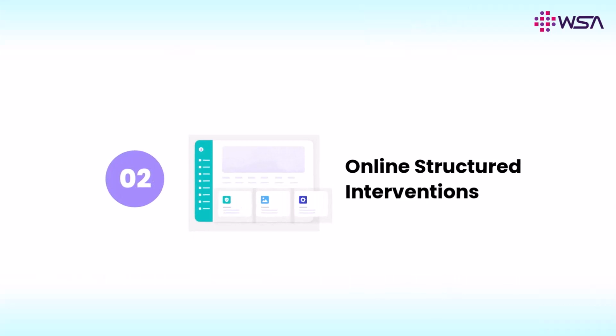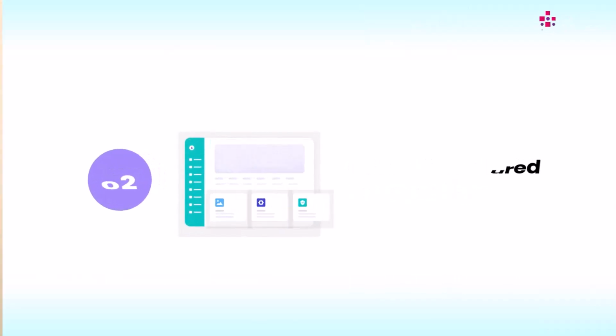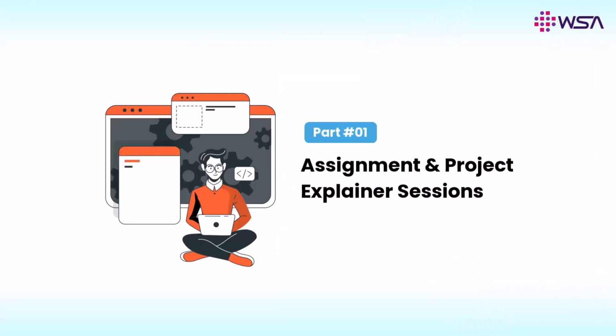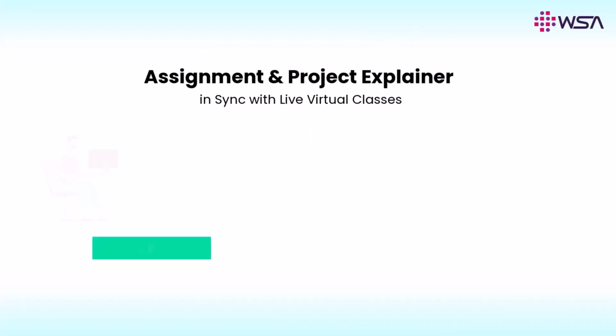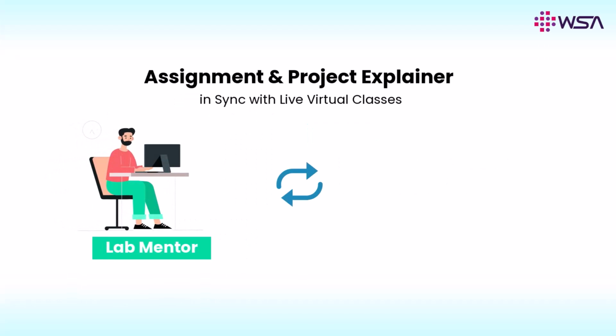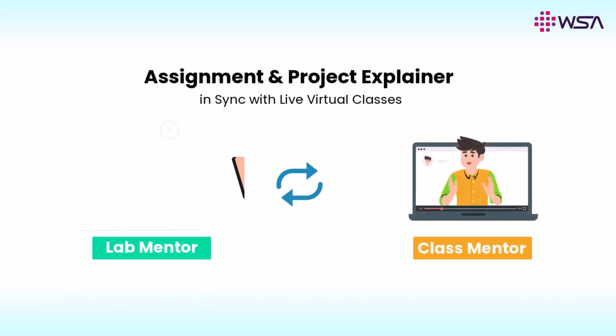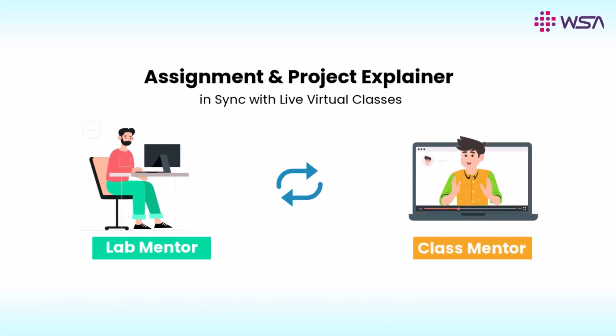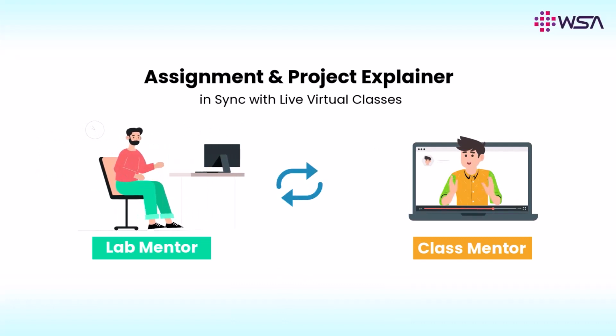The remaining 80% of the story comes in the form of what we call online structured interventions. This online structured intervention framework consists of three parts. The first one is the explainer of assignment or project. Whatever the class mentor has covered in the live virtual class, the lab mentor, who works in sync with the class mentor, starts giving you a set of assignments and projects based on the topic that the class mentor has covered in the live class.